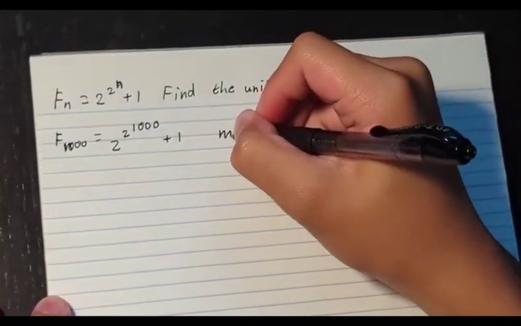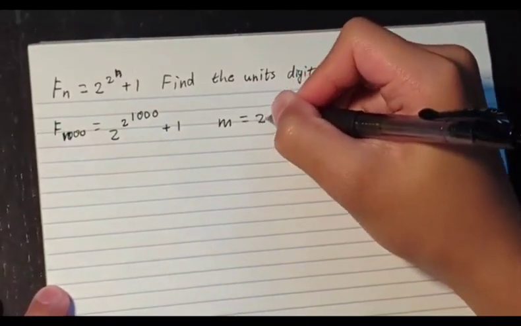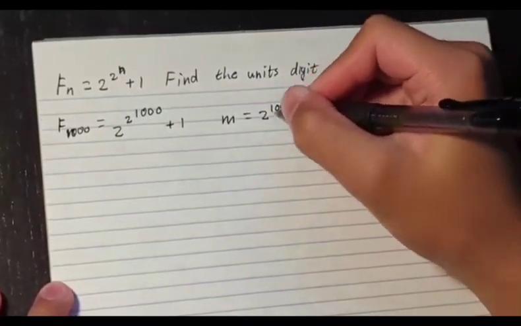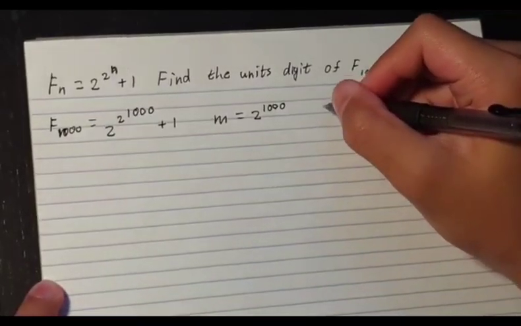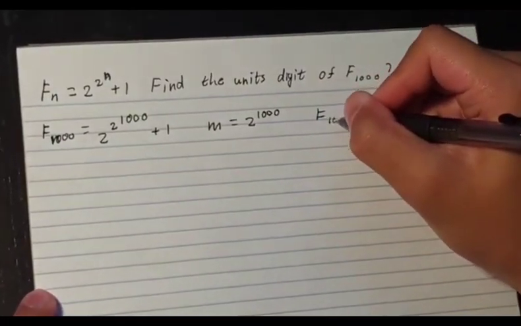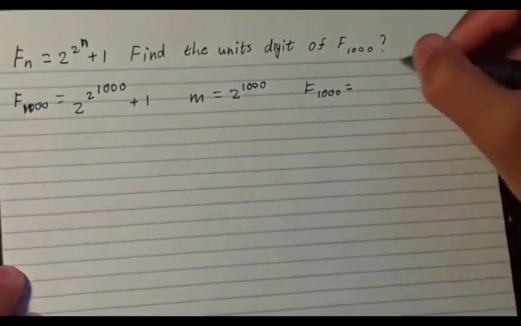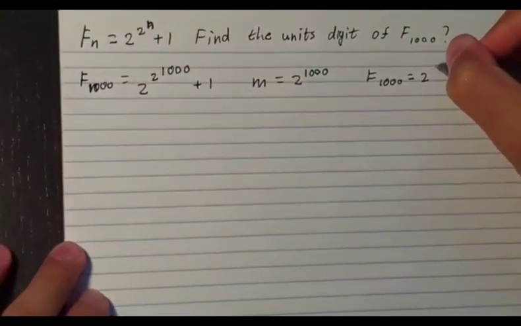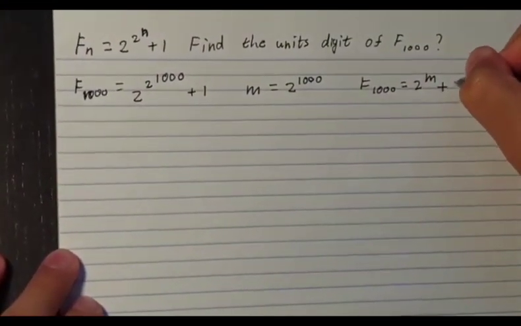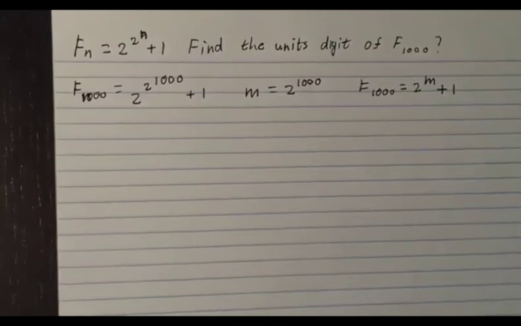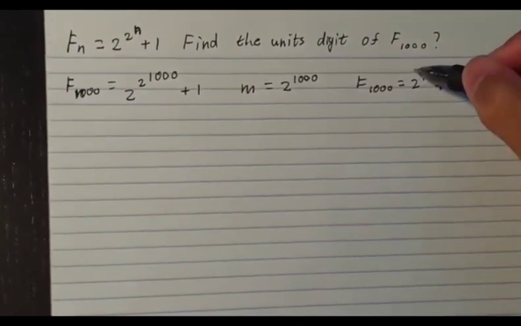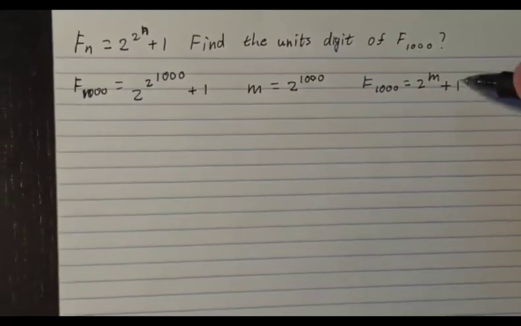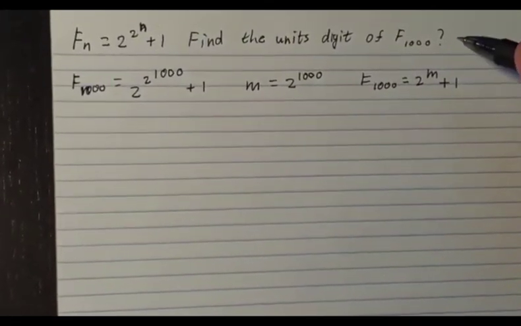So let m equal 2 to the power of 1000, which is the exponent of this. So now the equation is f of 1000 equals 2 to the power of m plus 1. Now, we need to find the unit digit of this, right? Because we need to find the unit digit of this and then add it to 1. So how do we do that?